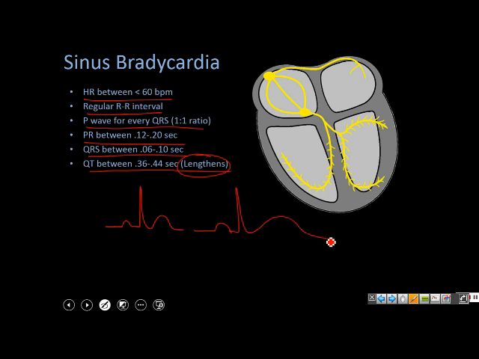Now, to compensate for this, we also do a QTC measurement, which also takes into consideration your R to R length and your rate. So it's a corrected QT is what that is. And so if you're doing a QT measurement to see if your patient's QT has gotten longer, you can do a QTC, and it will compensate for those rate changes.